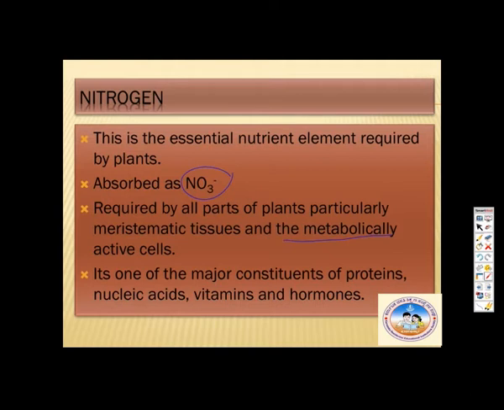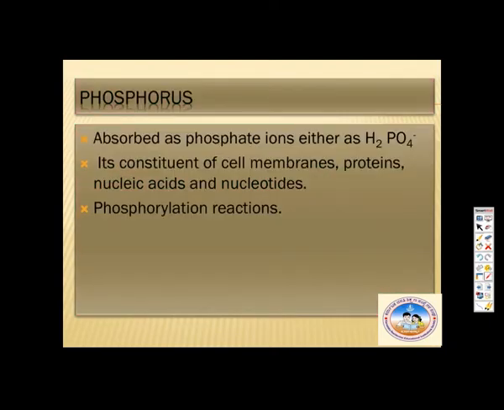Moving ahead, the next one was phosphorus. Phosphorus is present in phospholipids within the cell membrane, and also in proteins, nucleic acids and nucleotides. You have phosphate as the backbone of DNA. Remember it that way: cell membrane means phospholipids, and nucleic acids and nucleotides have phosphate as a backbone. Phosphorylation is nothing but the addition of inorganic phosphate to ADP to form ATP. So remember it in that way.